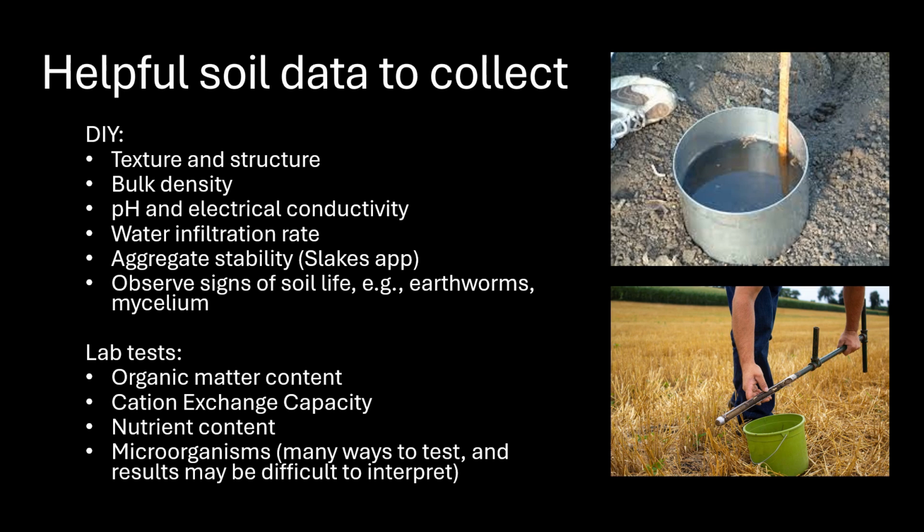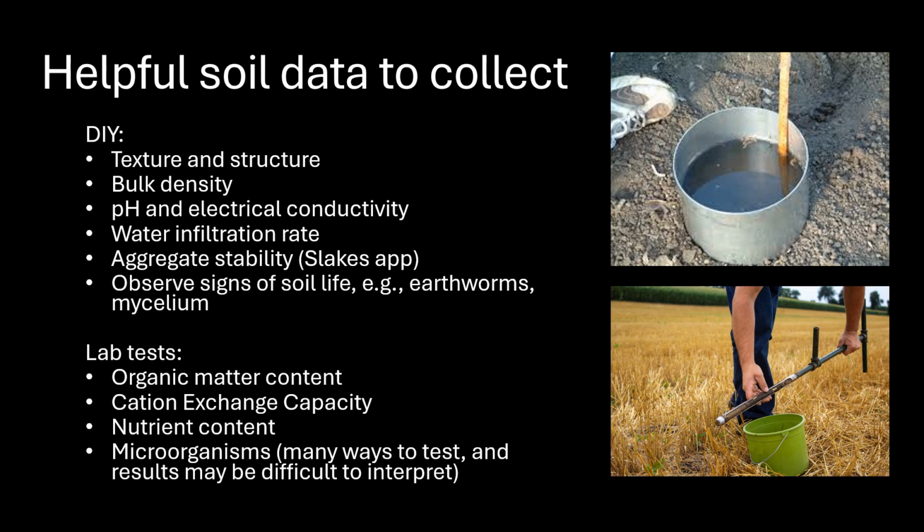Bulk density, you can measure by collecting a known volume of soil. If we were doing it in the lab, we'd dry it out in the oven, but you can find alternative means if you don't want to put it in your oven and then weigh it. And then you can compare it to other values, or compare different sites where you're working and see which areas are the most compacted.